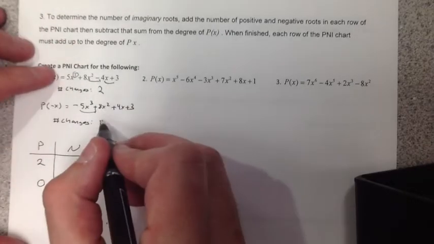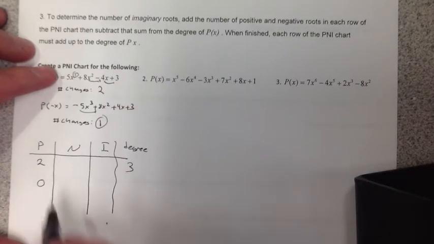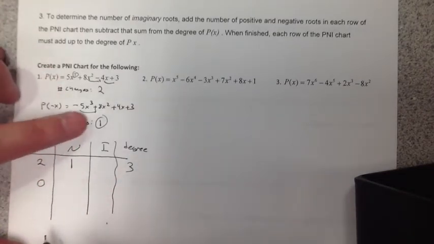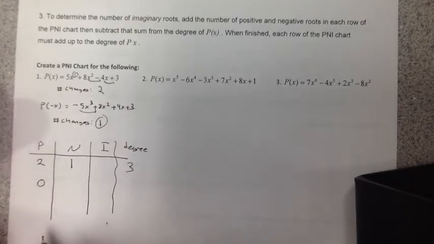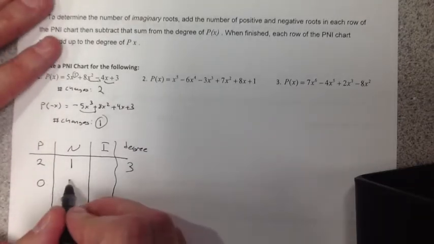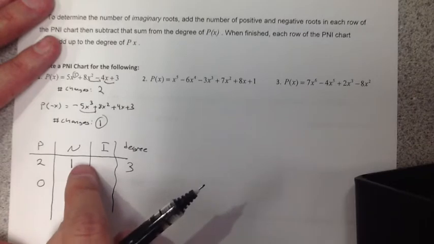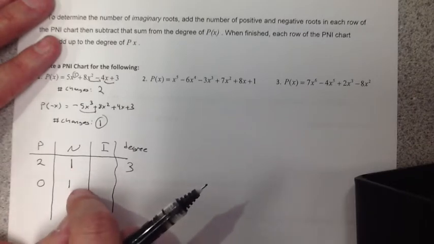The negatives, now there's only 1 negative. So I'm going to put a 1 here. Now, if there's only 1, there has to be only 1 negative every time. So I'm going to carry that 1 through. And the reason for that is I can't subtract 2 from 1.